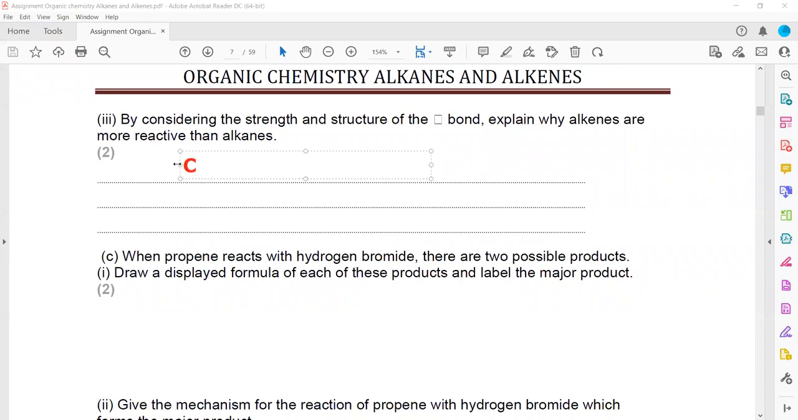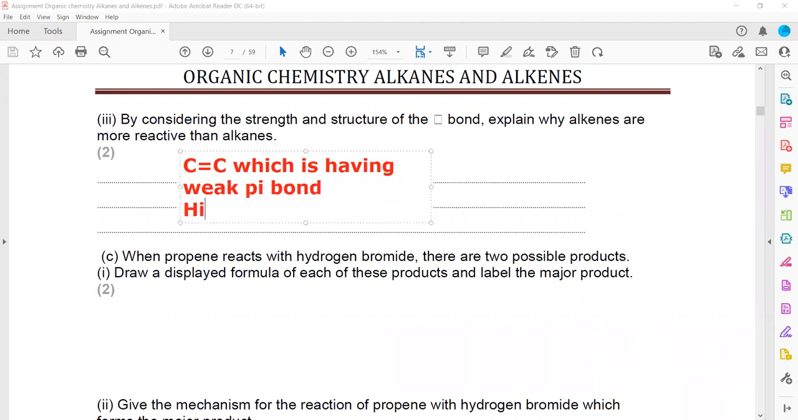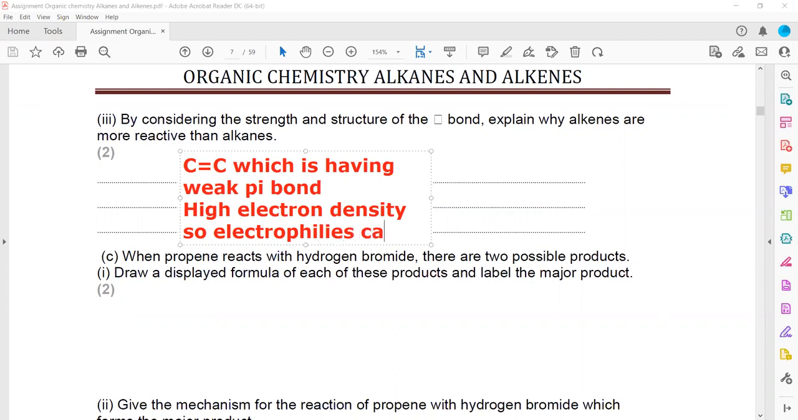So by considering the strength of a carbon double bond, why are alkenes more reactive? Alkenes contain a carbon-carbon double bond, which has a weak pi bond and high electron density, so electrophiles can be attracted.